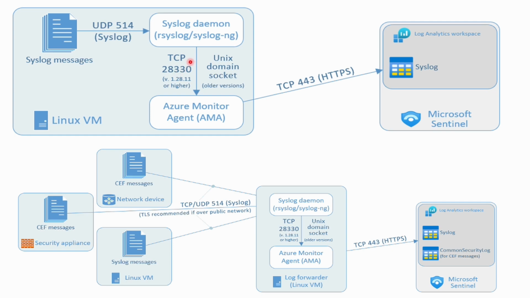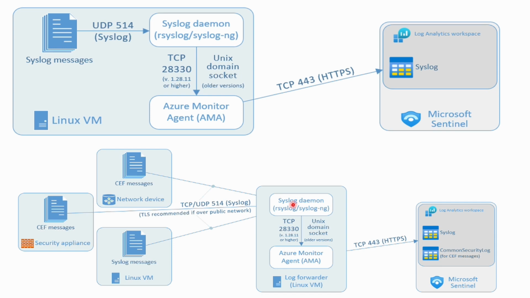The local syslog daemon collects the log messages on the TCP port, as we discussed, and then sends these logs to the Azure Monitor agent. That is going to be in two ways, depending on which version of the Azure Monitor agent you have configured. If you are using Azure Monitor agent version 1.28 and above, it will receive logs on TCP port 28330. The earlier versions were designed to receive the logs using a Unix domain socket. So it depends. Now it is going to send this entire log over TCP 443 to the syslog that you have configured within your Sentinel workspace.